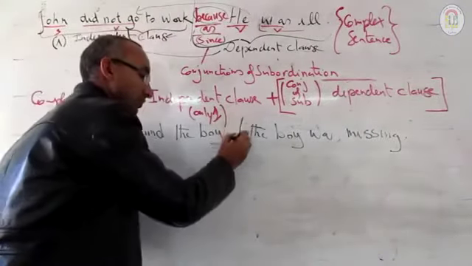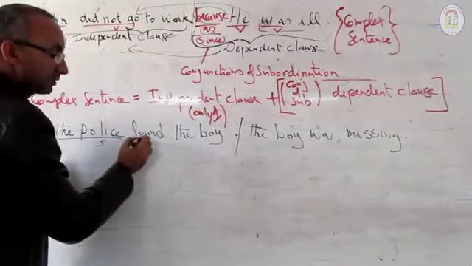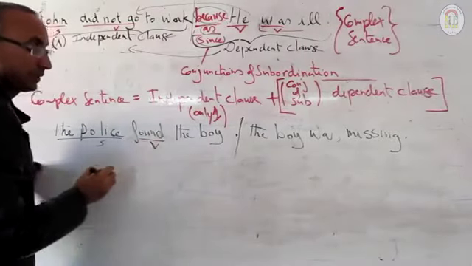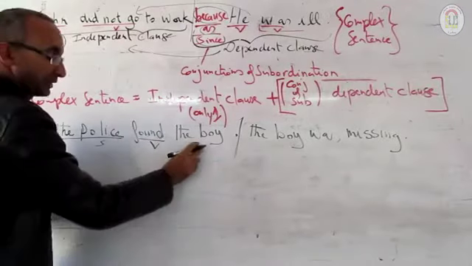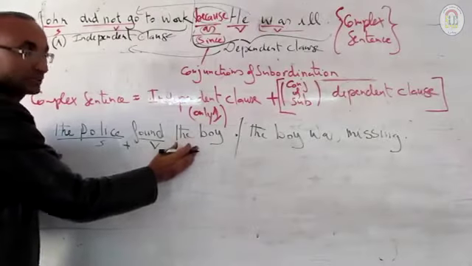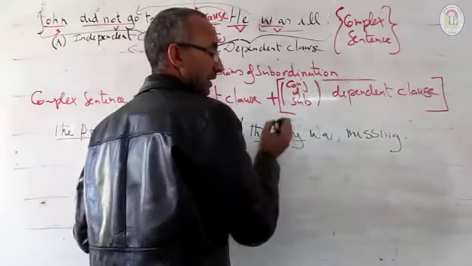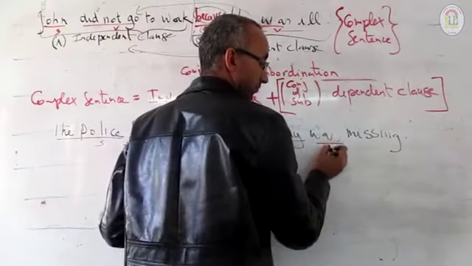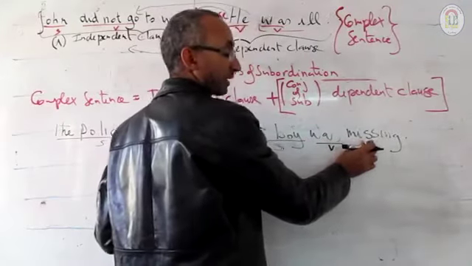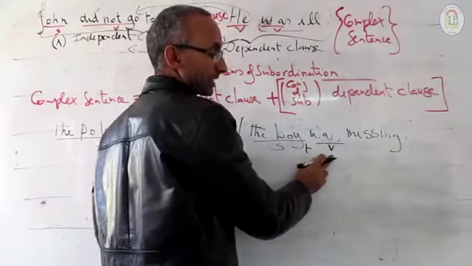Now here we have the police as my subject, and found as my only verb within one predicate. So S plus V forms to me a simple sentence. Here also the boy is my subject, and was is my verb because missing is his only adjective. Alright. Only one S plus one V, it's always a simple sentence.